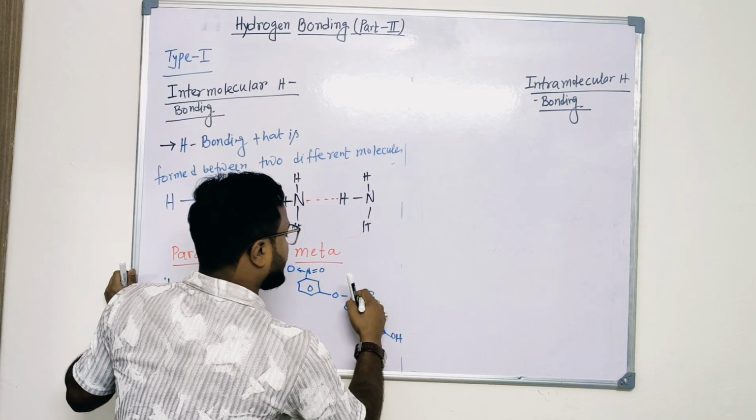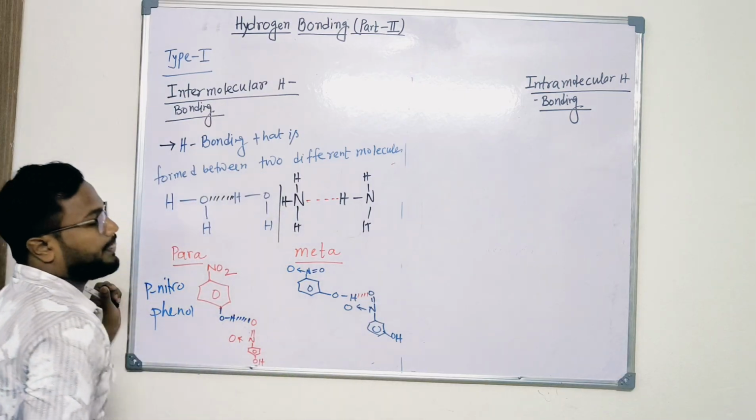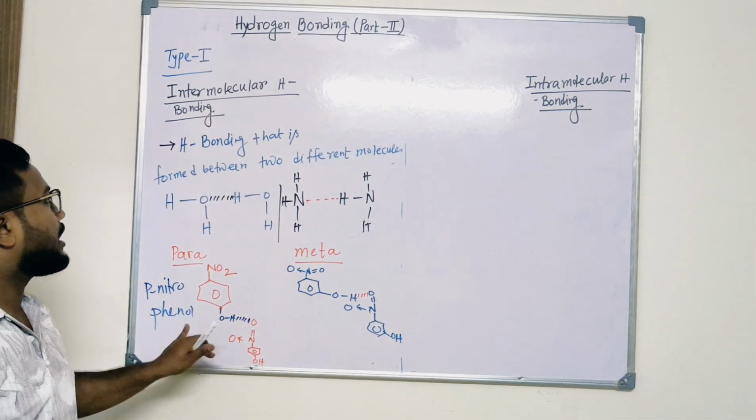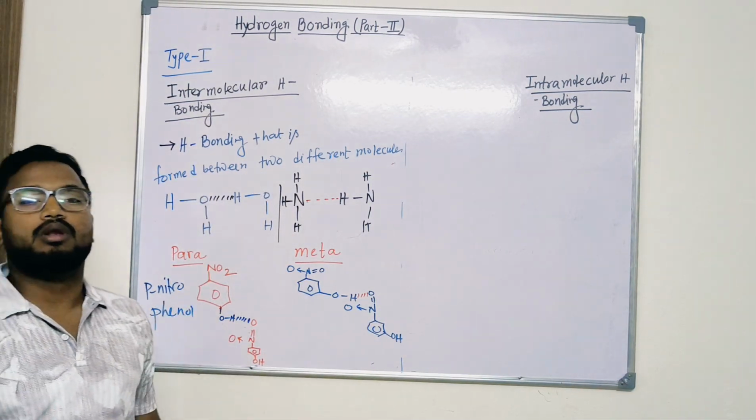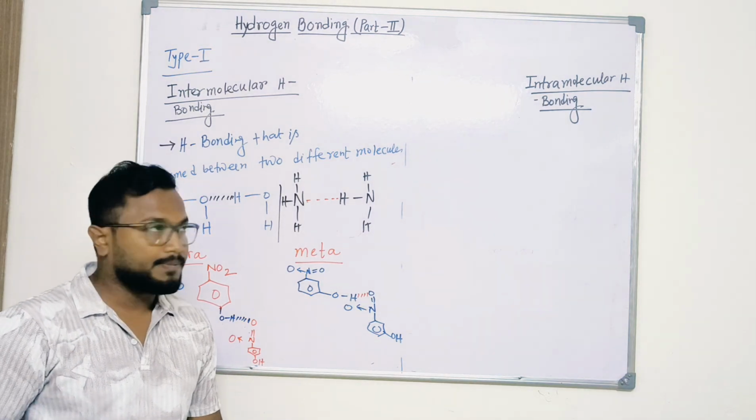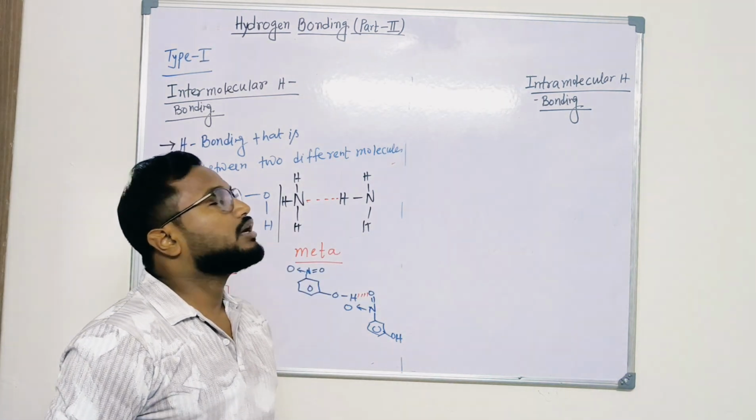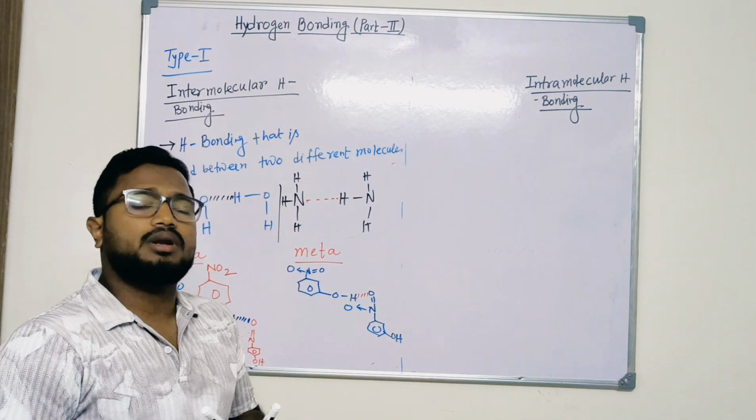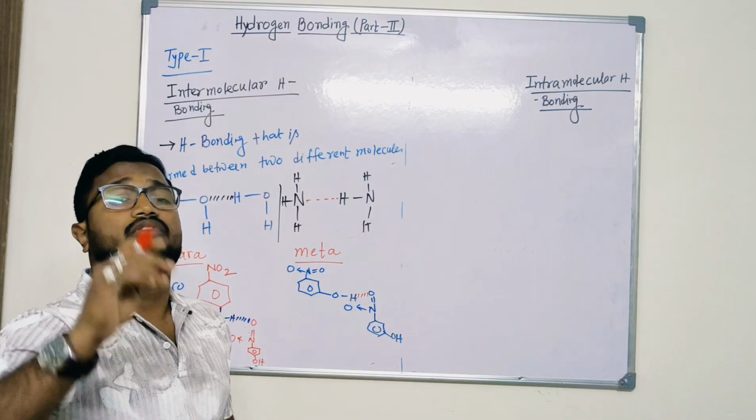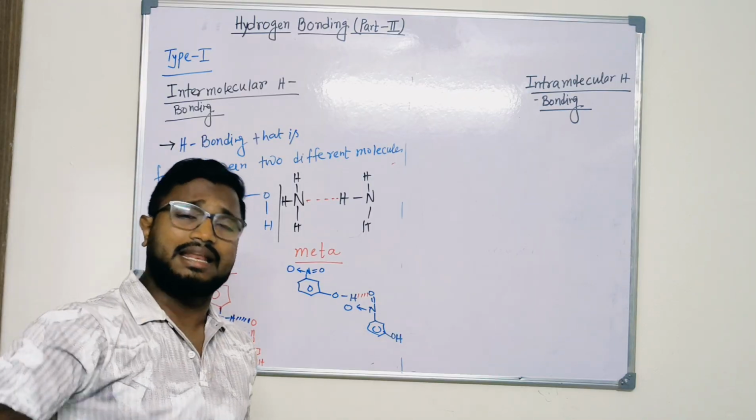In this case we can see hydrogen bonding among them. So in case of meta and para compound, intermolecular hydrogen bonding is observed. Let's check for intramolecular hydrogen bonding. What is intramolecular hydrogen bonding? When hydrogen bonding happens in a molecule.